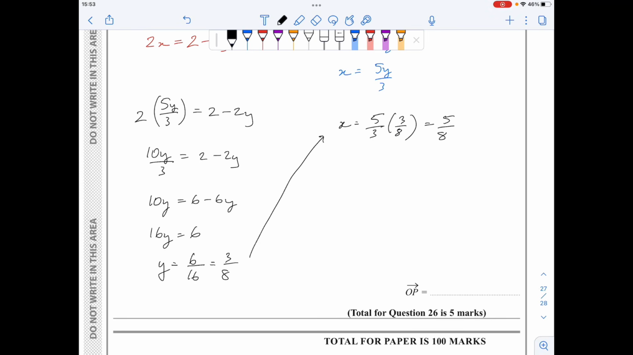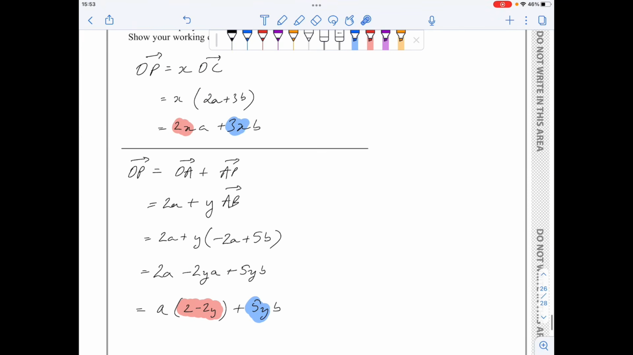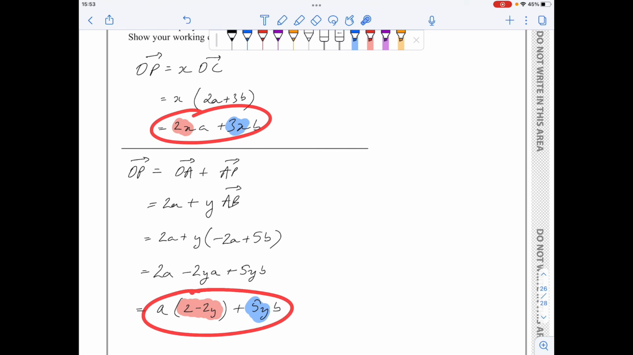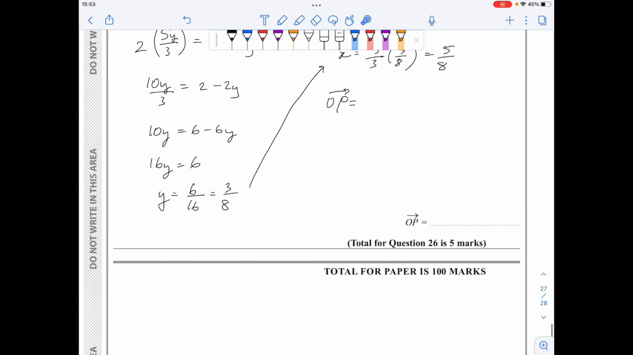Now to find OP, you can use any of those two expressions with the x or the y you found. I'll go with the top one. So OP is equal to 2 times 5 over 8 a plus 3 times 5 over 8 b. This will give me 5 over 4 a plus 15 over 8 b. And this is my final answer.